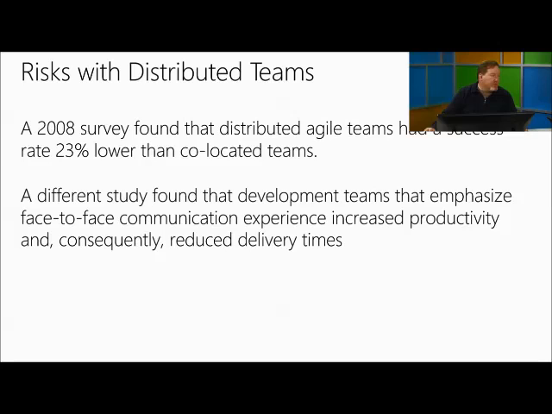So there's a number of risks associated with distributed teams. There was a survey that came out in 2008 that found that distributed agile teams had success rates 23% lower than those of co-located teams. And a different study showed that development teams that emphasize face-to-face communications experienced increased productivity, consistency, and reduced delivery times. So even though distributed teams are what the model is today, we're driving some cost efficiencies when it comes to leveraging cheaper offshore resources. But then we also have to look at what the success rate and productivity rates are in leveraging those types of distributed teams.